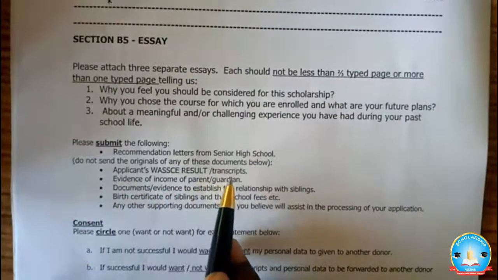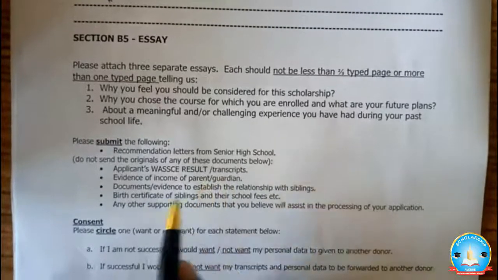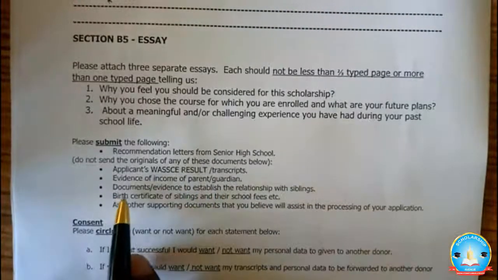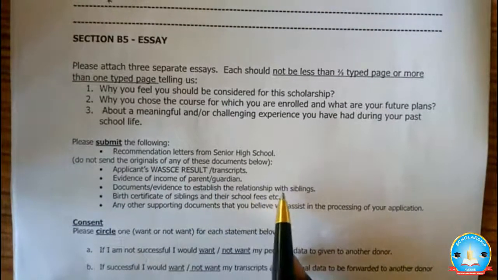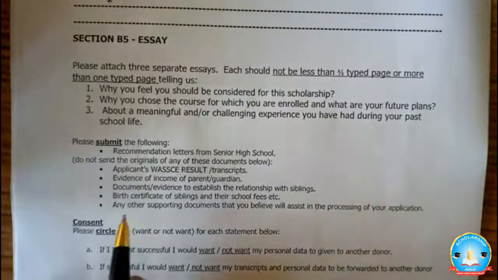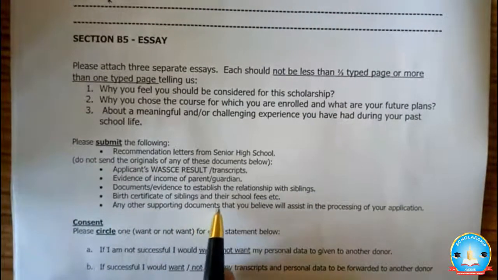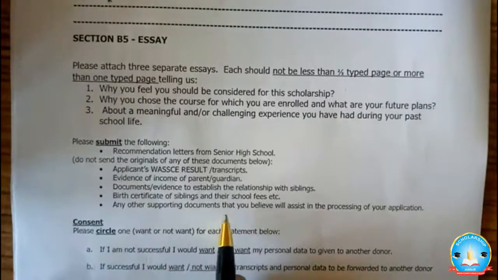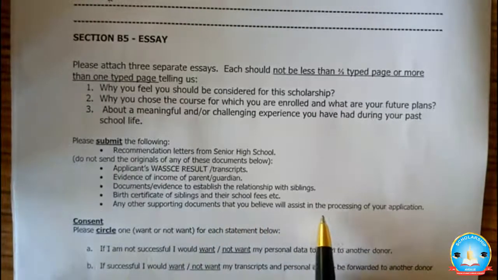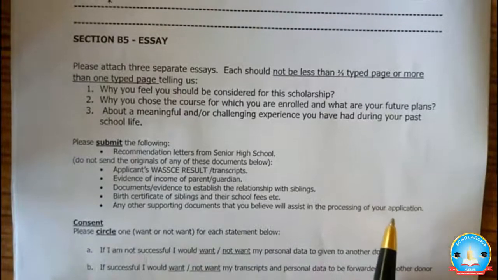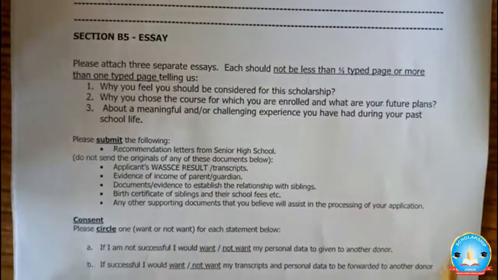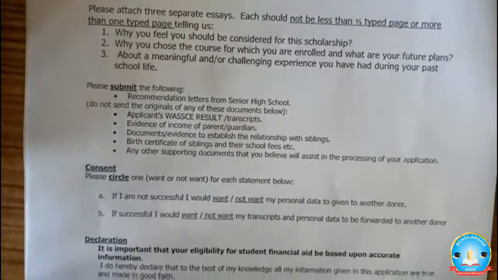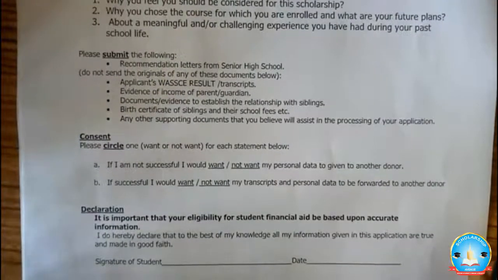WASSCE results or transcript, you must have your WASSCE results with you; evidence of income of parents or guardian; documents or evidence to establish relationship with siblings. Take note: birth certificate of siblings and their school fees. Any other supporting documents that you believe would assist in the processing of your application. Here it is individualistic, depending on what documents you have. Now all these must be added to this scholarship application form.